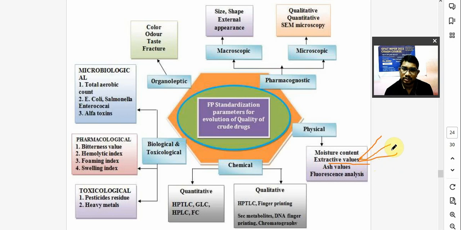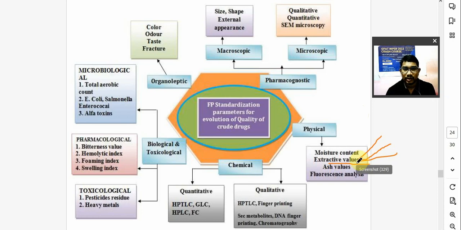So extractive values. Then ash value, what do you mean by ash value? Ash क्या होता है, ये ऐश्वर्या राय वाला ash नहीं है. Ash value means residue which remains after incineration of a particular plant. आपका जो सैंपल है उसको आपको ignite करना है. So residue remained after the incineration. Incineration मतलब पूरा उसको जला देना है. In the crucible you have to place 1 gram of drug and ignite it. So whatever is remaining after complete ignition, that is known as the ash value.